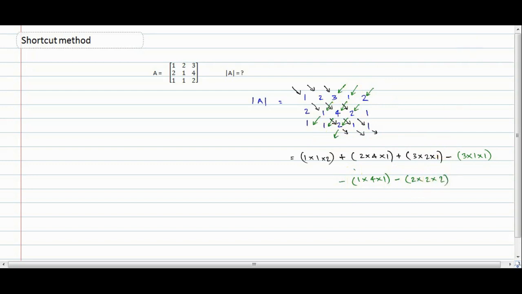So if we calculate the values, then what we get is, we had 2 plus, here we get 8, 8 plus, here we get 6, 6 minus 3, minus 4, minus 8. So this 8 and this 8 get cancelled. So the resulting value will be 2 plus 6, 8 minus 3, 5 minus 4, that is 1. So this way we can calculate the determinant value.